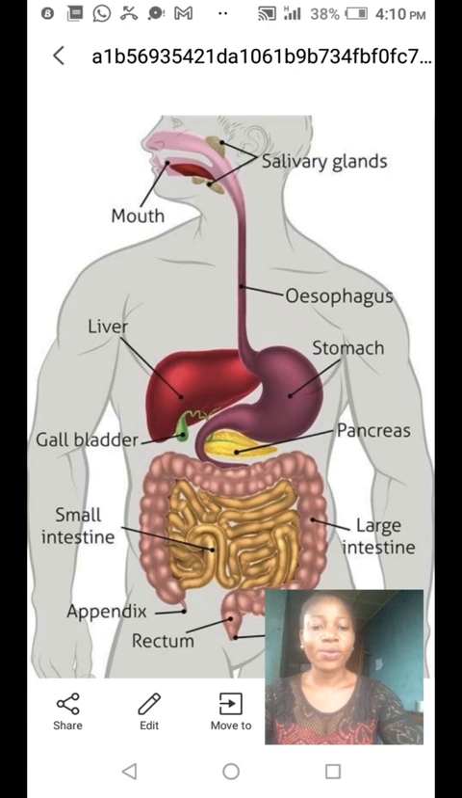So that is how we have come to the end of the digestive system of a man. Now let me give you a little assignment. Constipation is associated with digested food. So what is constipation? Yes, if you know, you can drop it in the comments section. But if you don't know, I'm going to still play a video that will help you in your assignment. Goodbye.